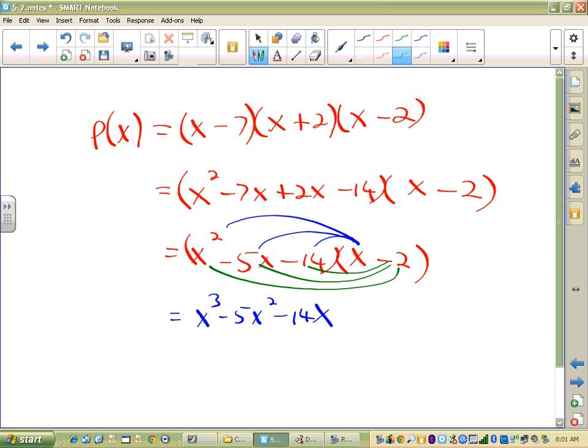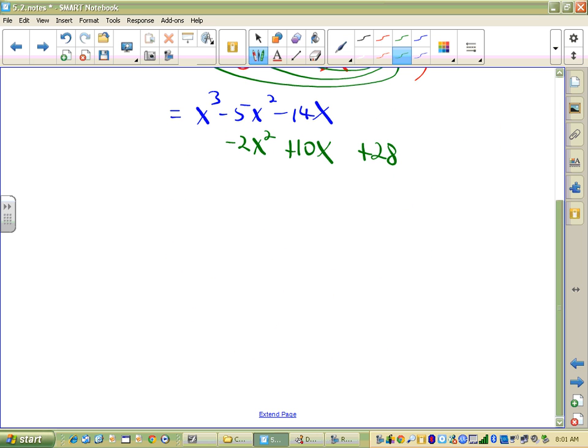Negative 2 times x squared is negative 2x squared. Negative 2 times negative 5x gives me plus 10x. And then negative 2 times negative 14 gives me plus 28. Do you see why I wrote those terms where I wrote those terms? They line up real nice. And so when we go to combine our like terms, let's see what we get. X cubed minus 7x squared minus 4x plus 28.